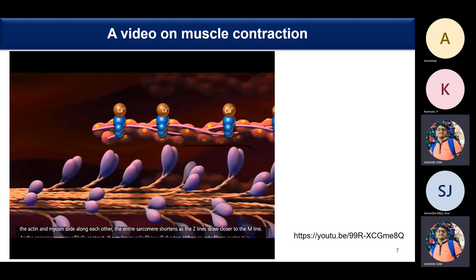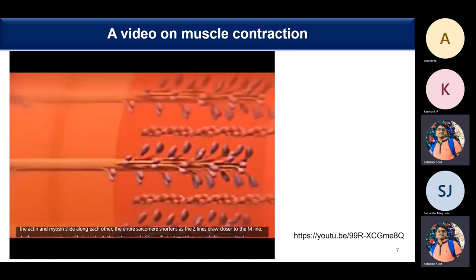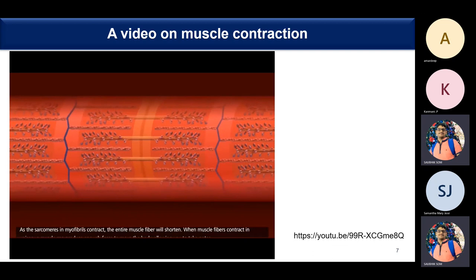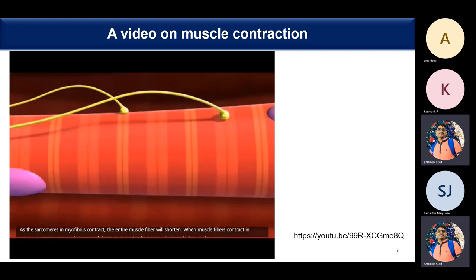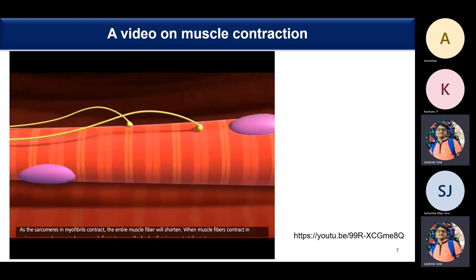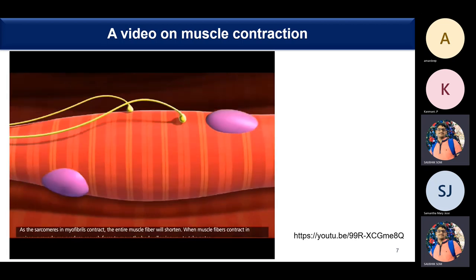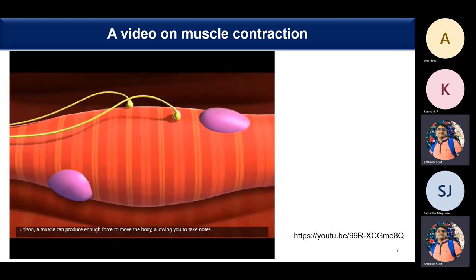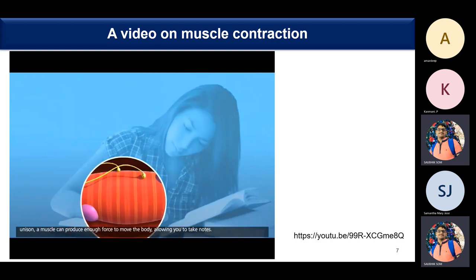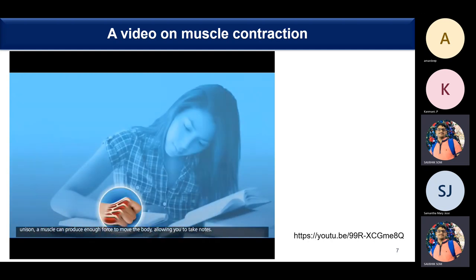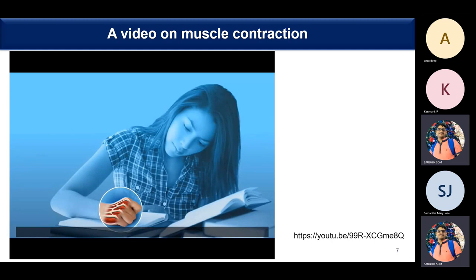As the actin and myosin slide along each other, the entire sarcomere shortens as the Z lines draw closer to the M line. As the sarcomeres in myofibrils contract, the entire muscle fiber will shorten. When muscle fibers contract in unison, a muscle can produce enough force to move the body, allowing you to take notes.